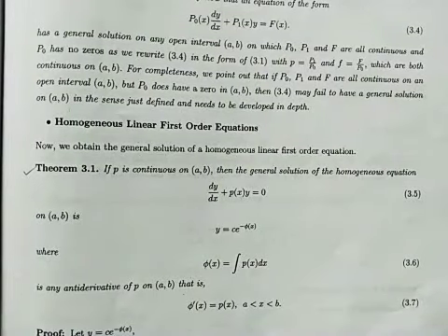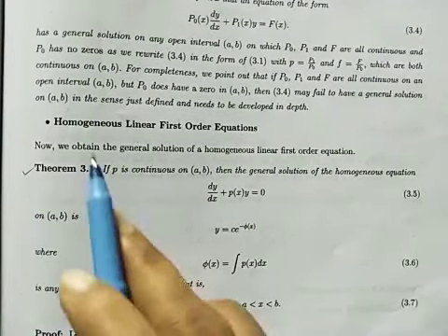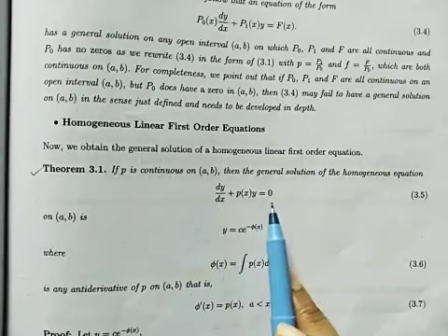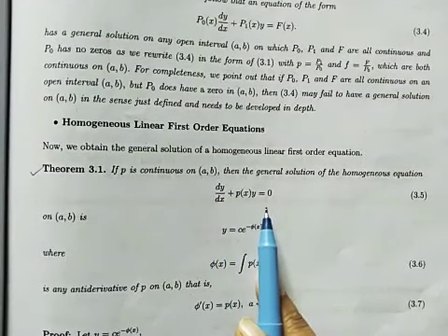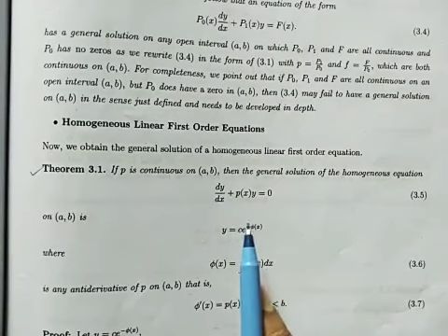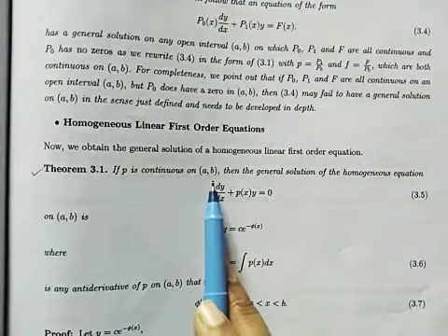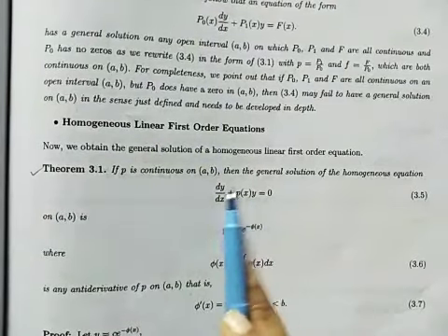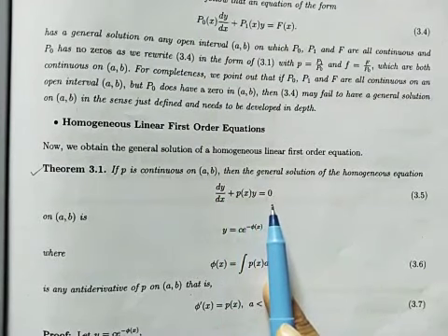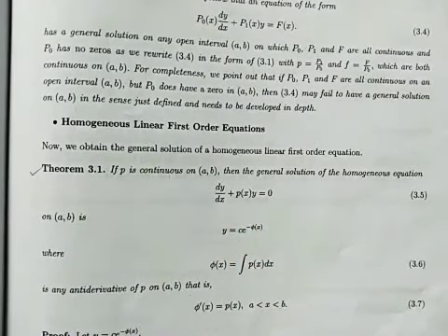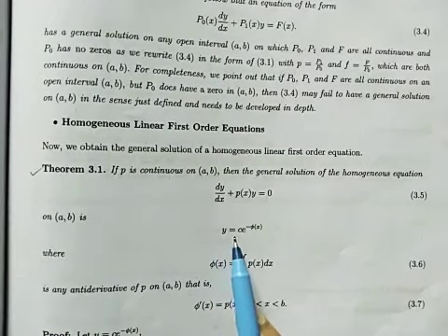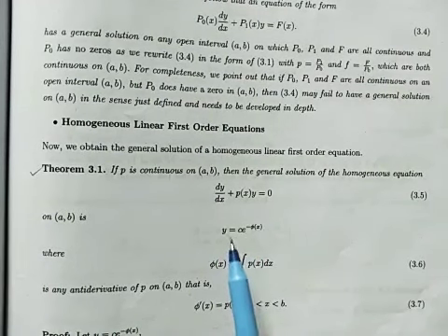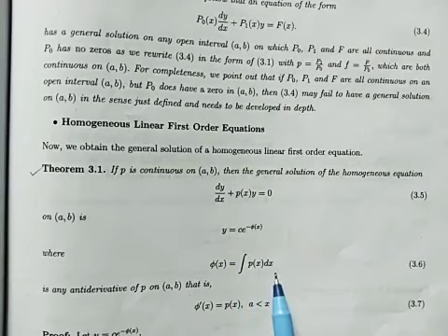Now for the homogeneous linear first order equation. What is a homogeneous linear first order equation? dy/dx + p(x)y = 0. This side is 0. This is a homogeneous linear first order equation. Now what is its general solution? The theorem states that if p is continuous on the open interval (a, b), then the general solution of this homogeneous equation dy/dx + p(x)y = 0 on (a, b) is y = c e^(-φ(x)), where φ(x) is the integration of p(x) dx.